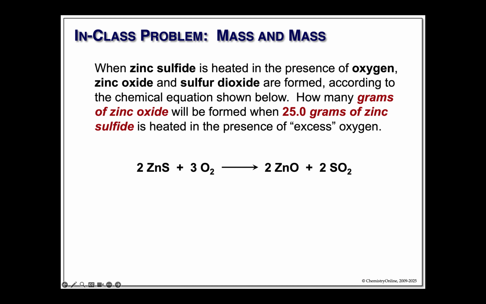To do this, we're going to use what we will call a mass ratio. Our equation, 1 zinc sulfide, 1 zinc oxide. 1 to 1, 2 to 2, same thing.